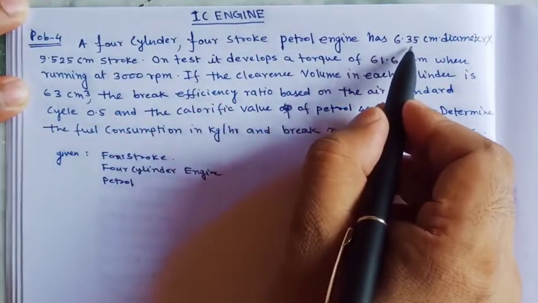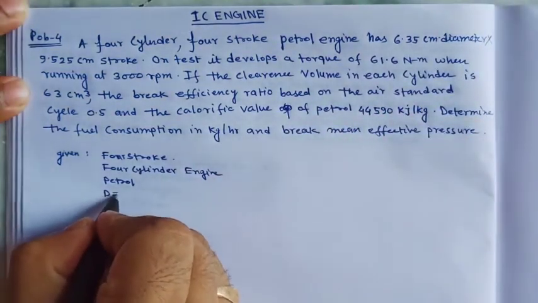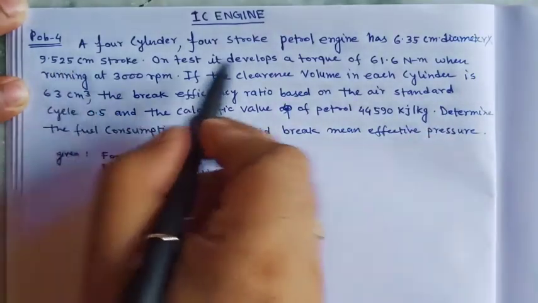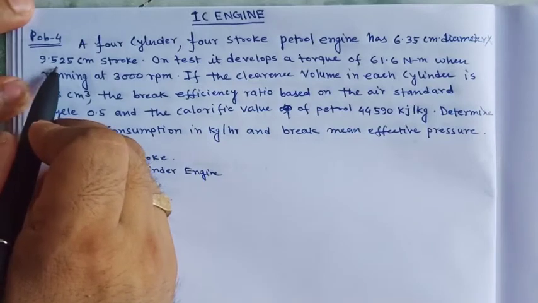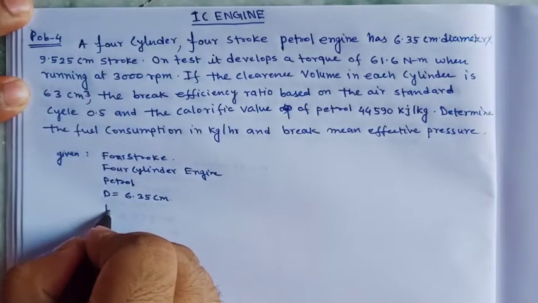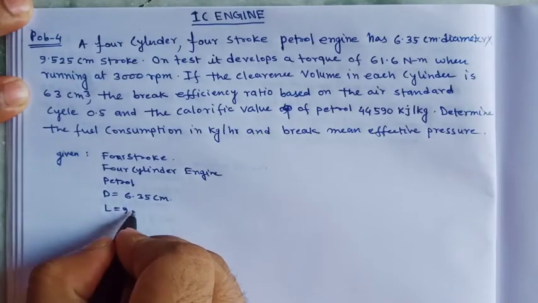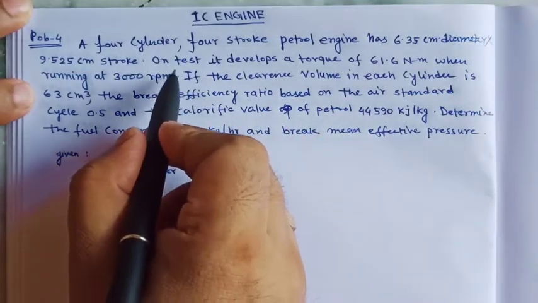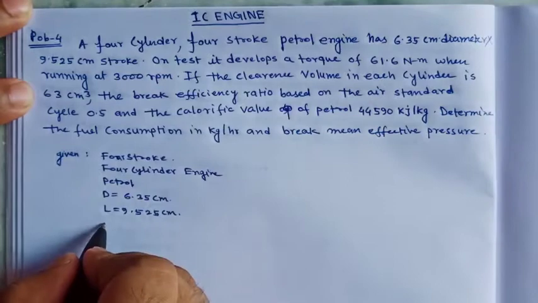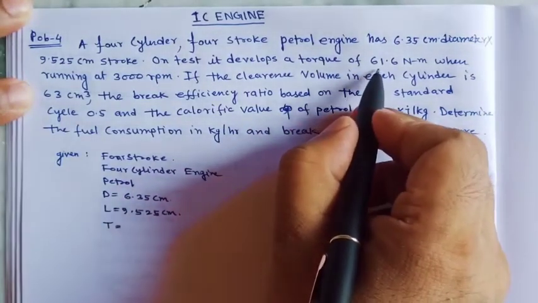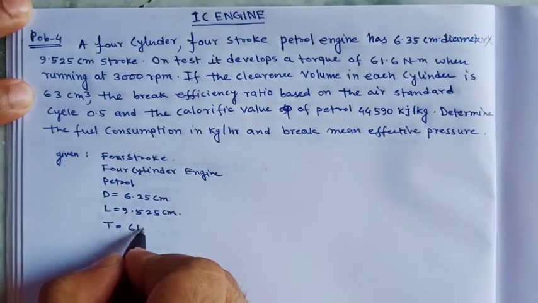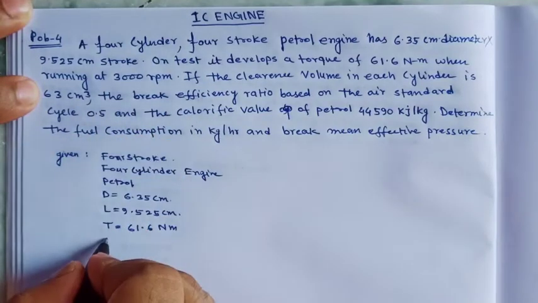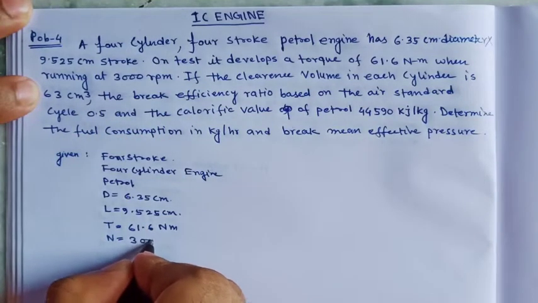has 6.35 centimeter diameter. So diameter D is 6.35 centimeter. Length of stroke, that is 9.525 centimeter. Okay, then it develops the torque. So torque is given, that is developed torque 61.6 newton meter running at 3000 rpm. So N is given 3000 rpm.